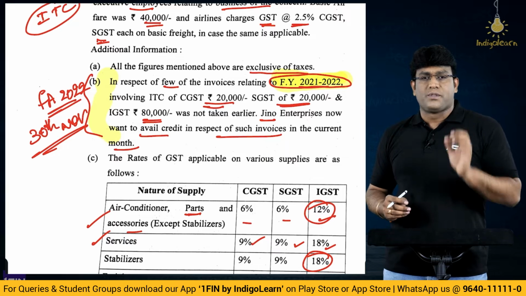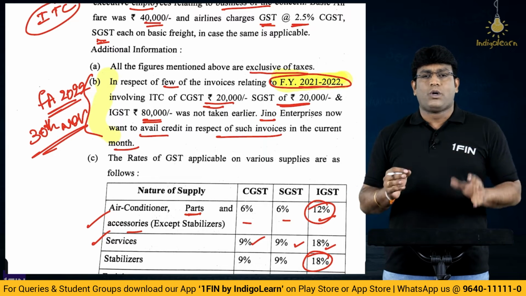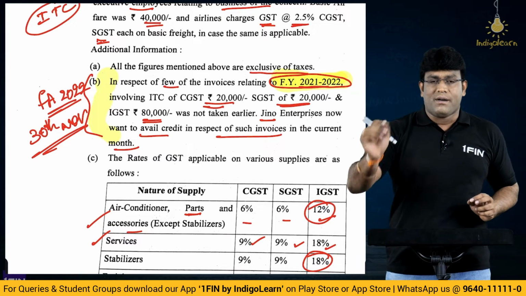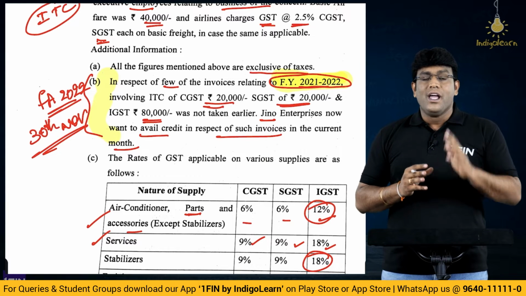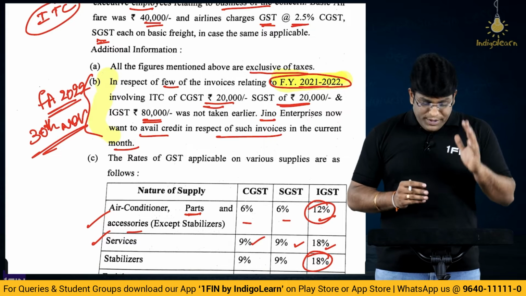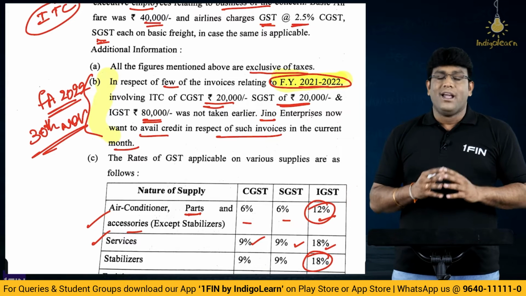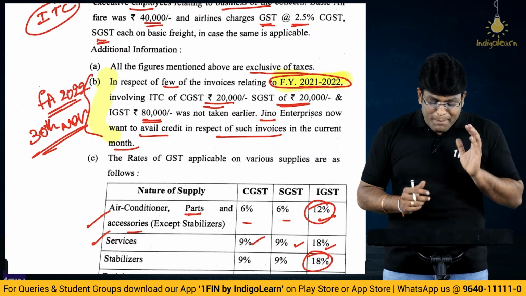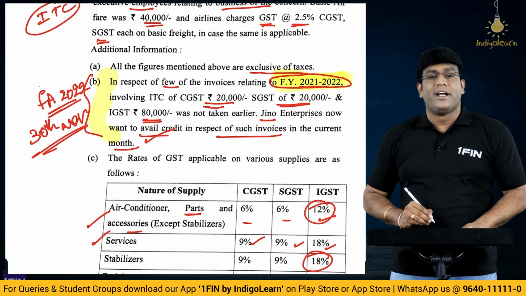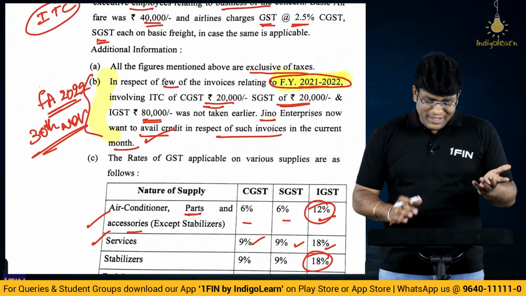As per section 16 subsection 4, the maximum time limit to claim input tax credit is 30th November following the end of financial year or date of filing annual return, whichever is earlier. So in this particular case, there is time till 30th November. So for that reason, my dear friends, he can happily take input tax credits. There is no problem. That's it.